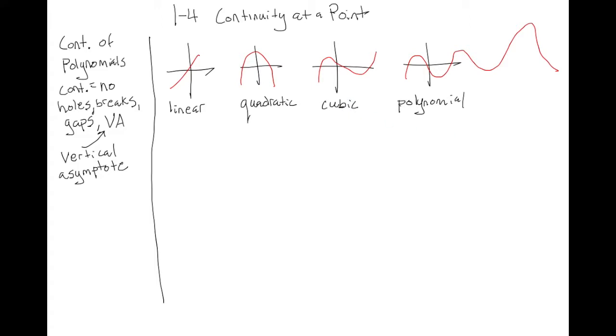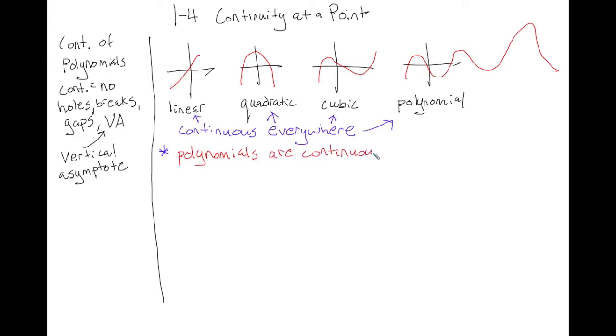The note on all of these is that these are all continuous everywhere. I'll do arrows to each of these. Each of these is continuous everywhere because they don't have any holes, breaks, gaps, vertical asymptotes. So the main takeaway from this little section, and I'll do this in a little star, maybe I'll even change it to red, is that polynomials are continuous everywhere.